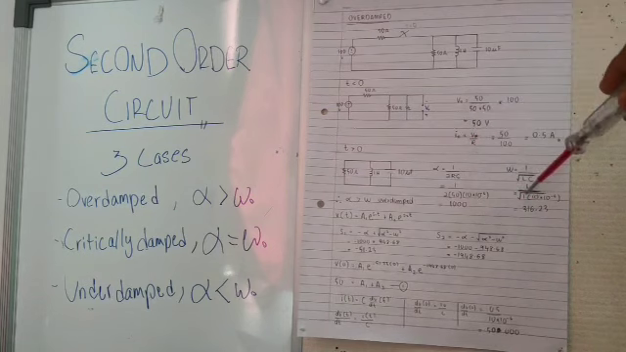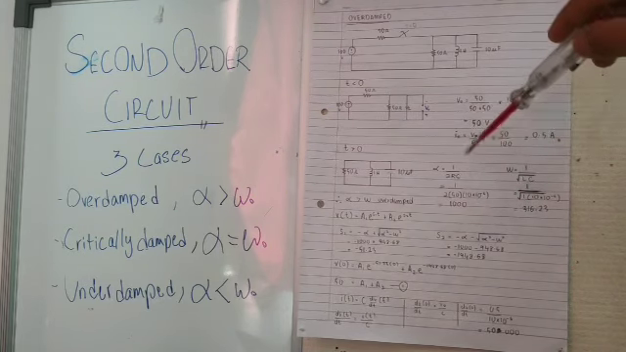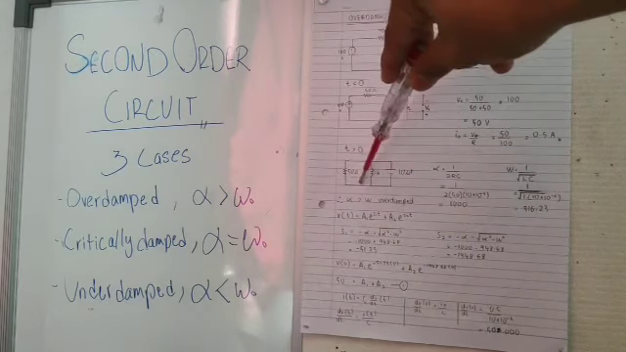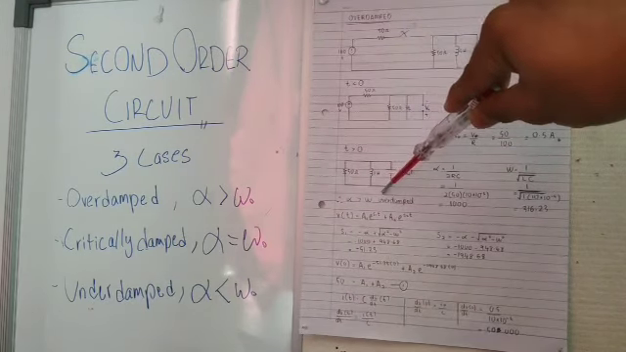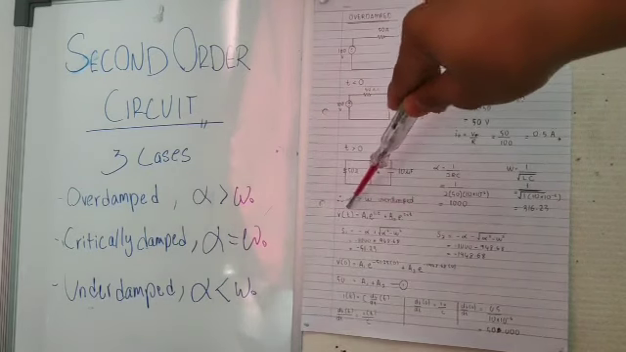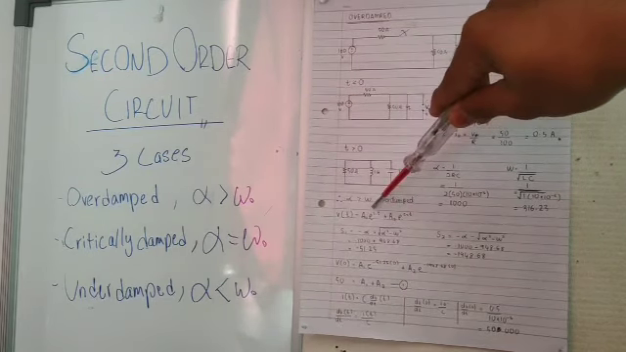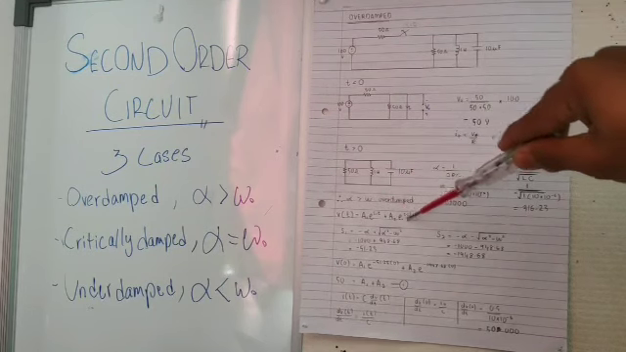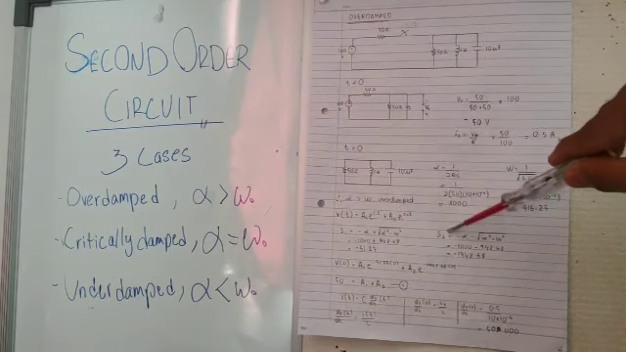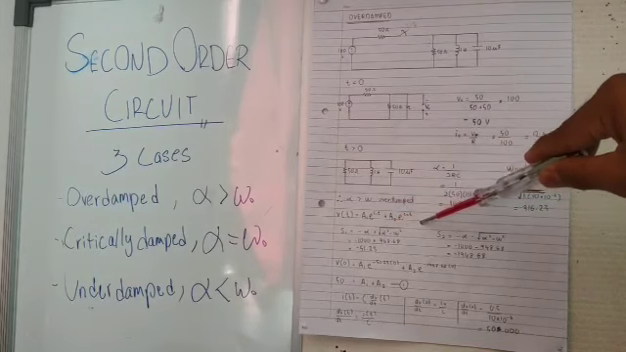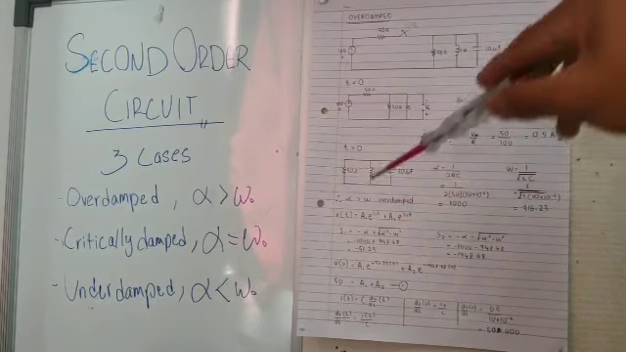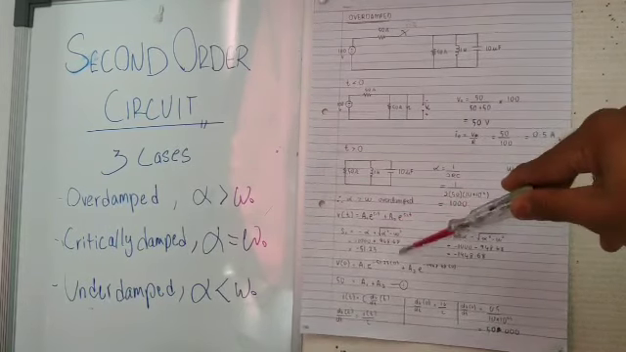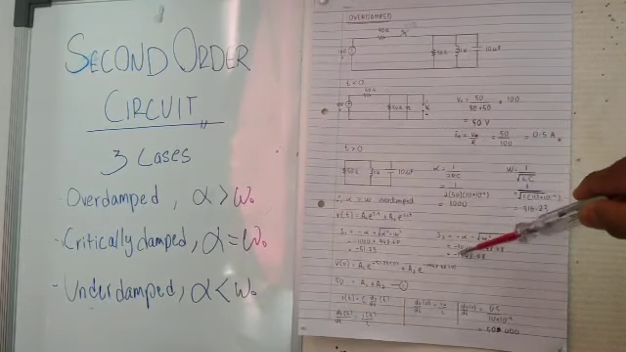So from the value of alpha and omega naught, we will know this is the overdamped case because the alpha value is greater than omega naught value. And then this is the VT formula for overdamped case. So here we need to find the S1 and S2. So there is the formula. Just substitute the alpha and omega naught and we get the answer for S1 and S2.